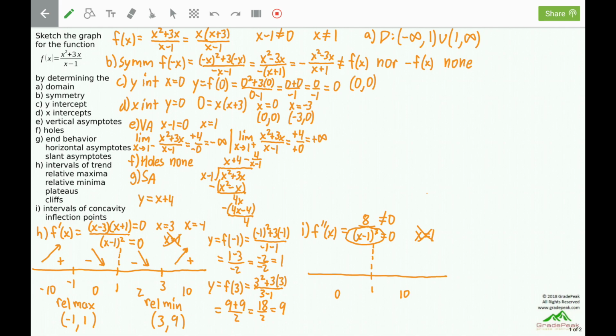Plugging in, test value is 0. 0 minus 1 is negative. Negative cubed is negative. We have a negative second derivative. This corresponds to concave down.